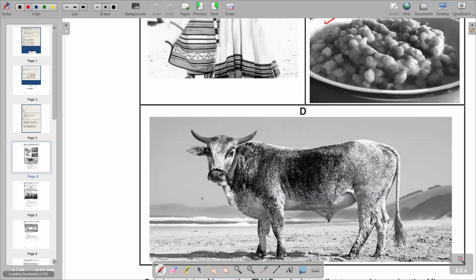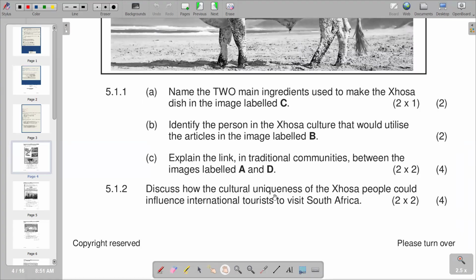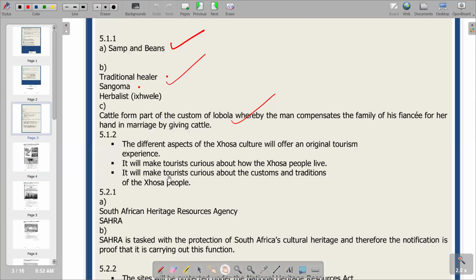Then I'm moving on to the next part, which is question 5.1.2. Discuss how the cultural uniqueness of the Xhosa people could influence international tourists to visit South Africa. So obviously, the diverse aspects of that culture are the basis of influencing international tourists to visit South Africa. So we are saying the different aspects of the Xhosa culture will offer an original tourism experience, and that's an optional response that you can give. And also, it will make tourists curious about how the Xhosa people live, and curious about the customs and traditions of the Xhosa people. So basically, that's what we have. And then we move on to the next question.